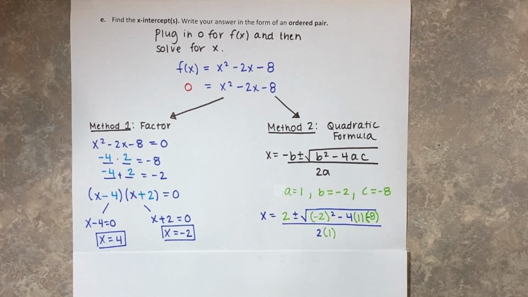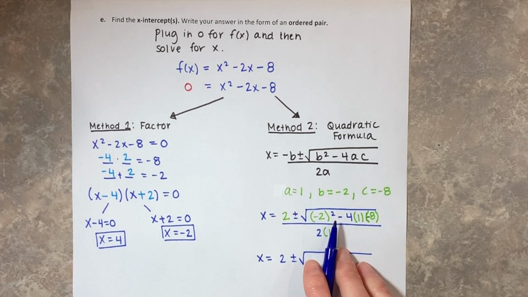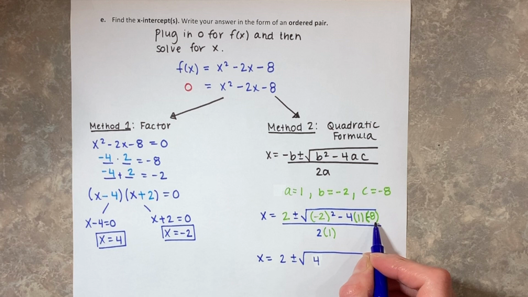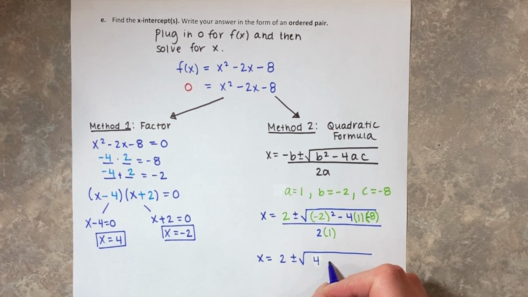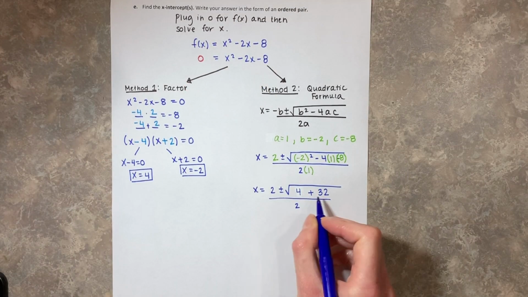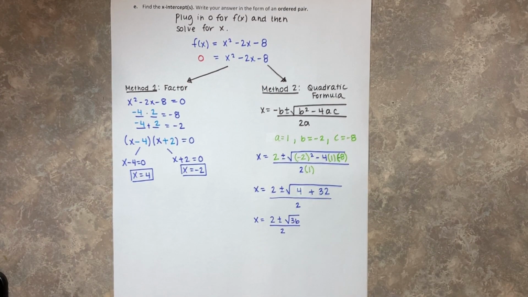Okay, now that we've plugged our a, our b, and our c into our quadratic formula here, let's go ahead and simplify, and we'll start by simplifying underneath the radical. -2 squared gives us a +4, and -4 times 1 times -8 will give us a +32. And then we can write this all over 2 times 1, which gives us 2. And 4 plus 32 will give us 36, and the square root of 36 will simplify to 6.